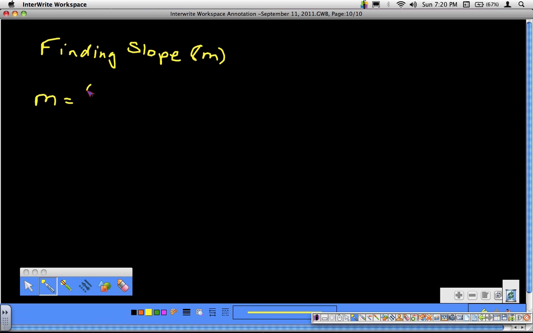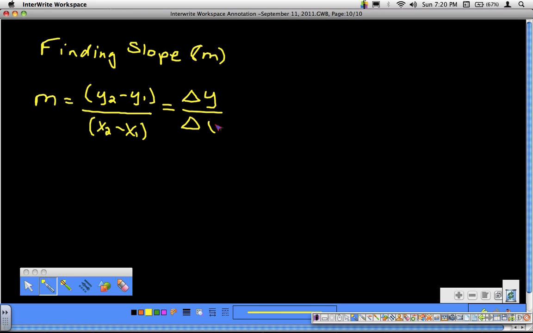Y sub 2 minus y sub 1, all divided by x sub 2 minus x sub 1. All that's saying is if I have two ordered pairs, I can take one of the y's and subtract the other one, take one of the x's, subtract the other one, and now I've got my value. Since all we're doing there is finding the difference of the y's and difference of the x's, some people like to shorten it up, and this is my personal preference. Change in y over change in x. Remember, the triangle means delta, and delta means change.